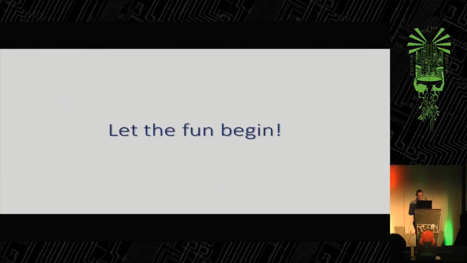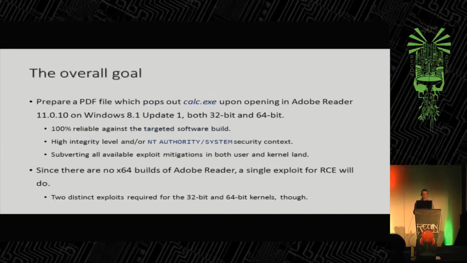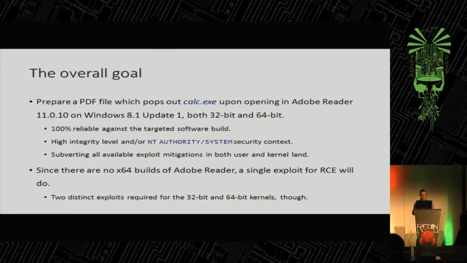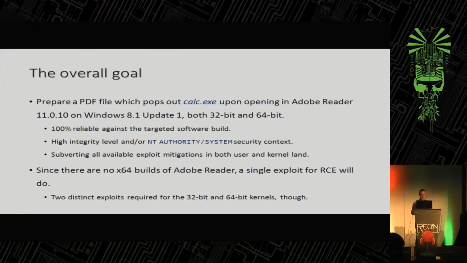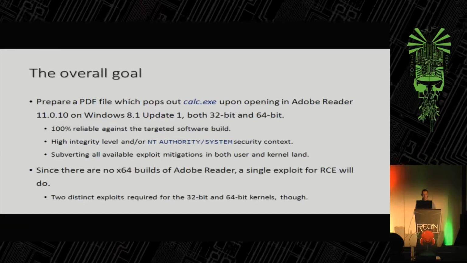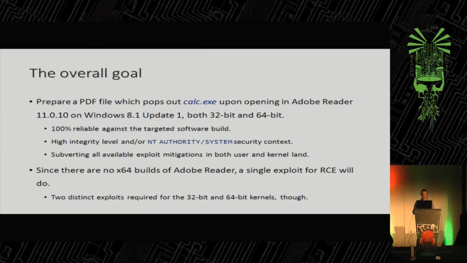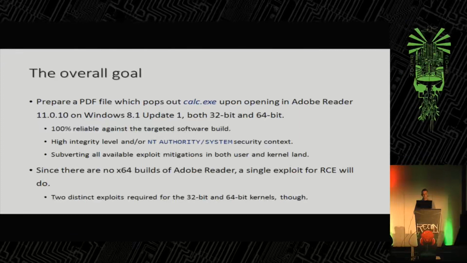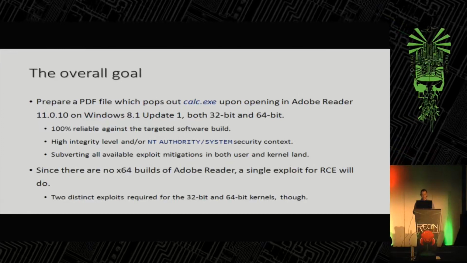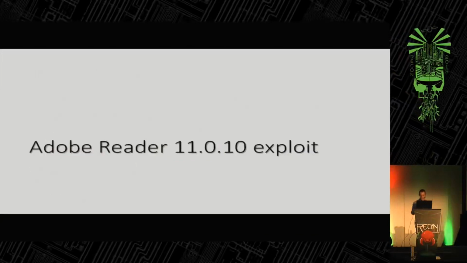So let's do some actual exploitation. The overall goal would be to prepare a PDF which pops out a calculator in the latest Adobe Reader that is affected by the vulnerability on Windows 8.1, for both 32-bit and 64-bit versions of Windows, make it 100% reliable, and achieve a high integrity level, or rather an NT authority system security token for the calculator. So this means that we want a full system compromise, subverting all available exploit mitigations, because the vulnerability allows us to do this. And since there is no 64-bit Adobe Reader, we can just create a single PDF that will exploit the vulnerability. And then inside of the second stage payload, we can differentiate between 32-bit and 64-bit kernels and attack them accordingly. So let's start with the userland exploit.